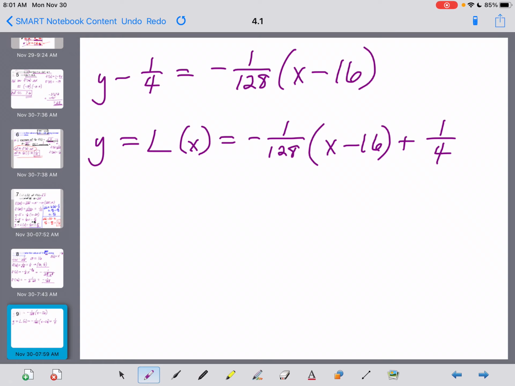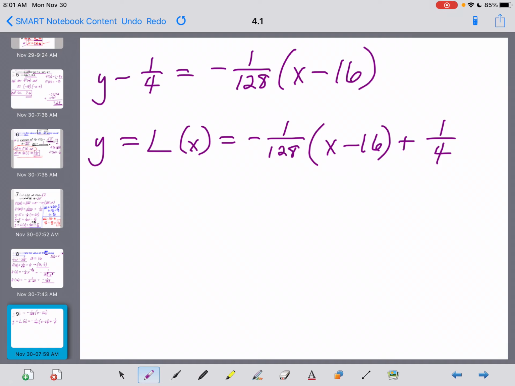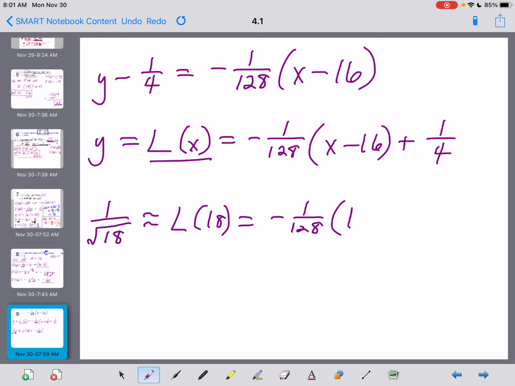And what we really wanted to know in this problem, everybody, is what's an approximate value of 1 over the square root of 18. Okay, so what we're really going to do now is evaluate our linearization function at that particular value right there of 18. All right, that's what's going on here. So 1 over the square root of 18 would be approximately equal to L of 18. That's the whole point of coming up with the linearization function. So what's that going to look like? Negative 1 over 128 times our x value is now an 18 minus 16 and a plus 1/4.